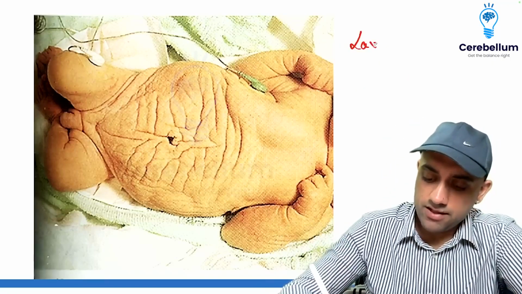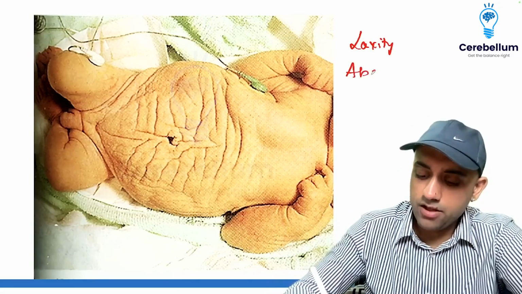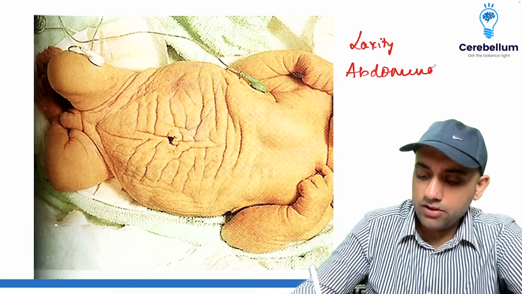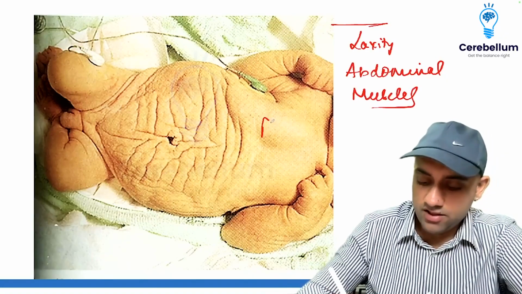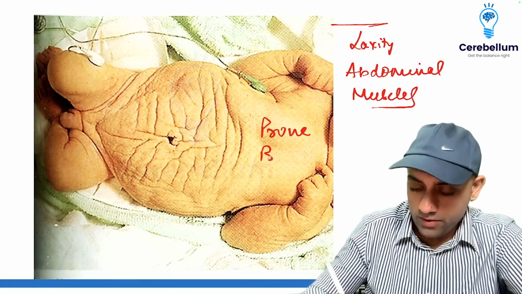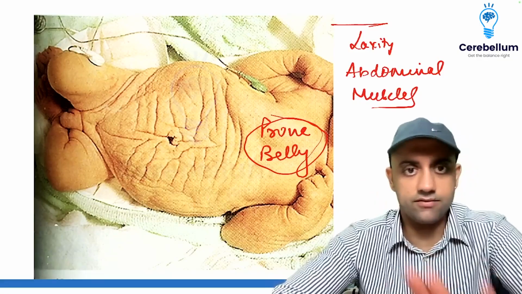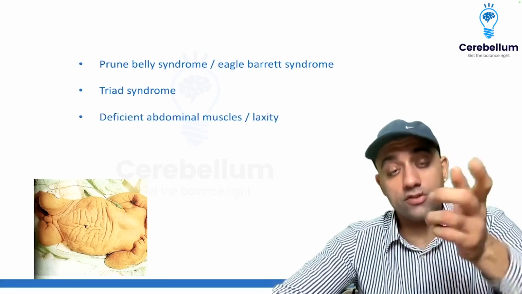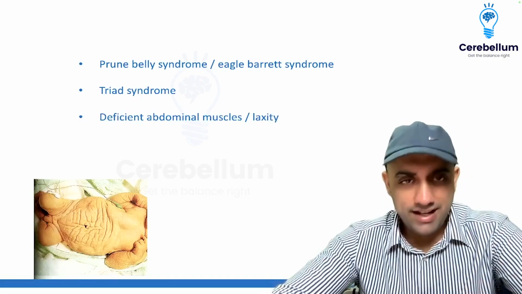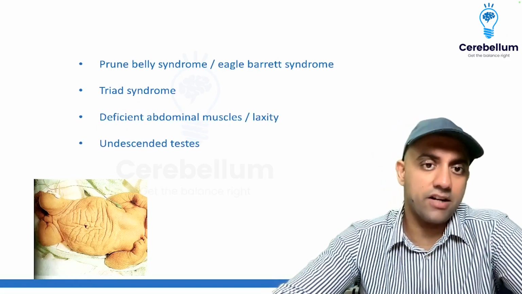Laxity of the abdominal muscles. While looking at the picture, you tell the diagnosis. Laxity of the abdominal muscles. What are we talking about? We're talking about prune belly syndrome. In prune belly syndrome, there's a laxity of the abdominal muscles. Very nice, this is a one liner. This is prune belly or Eagle-Barrett syndrome, the triad syndrome. I told you laxity or deficient, very loose abdominal muscles, and also the patient will have undescended testes.